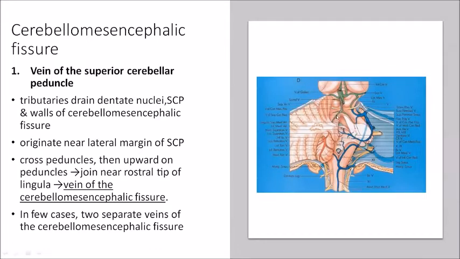As we can see here in the green shade, we discussed previously that those veins that are shaded green drain into the vein of Galen. This is the vein of the superior cerebellar peduncle, traveling from the lateral border of the superior cerebellar peduncle upward and draining into the vein of the cerebellomesencephalic fissure. In a few cases, there are two separate veins from the separate cerebellomesencephalic fissures draining from the superior cerebellar peduncle, which join the vein of Galen.